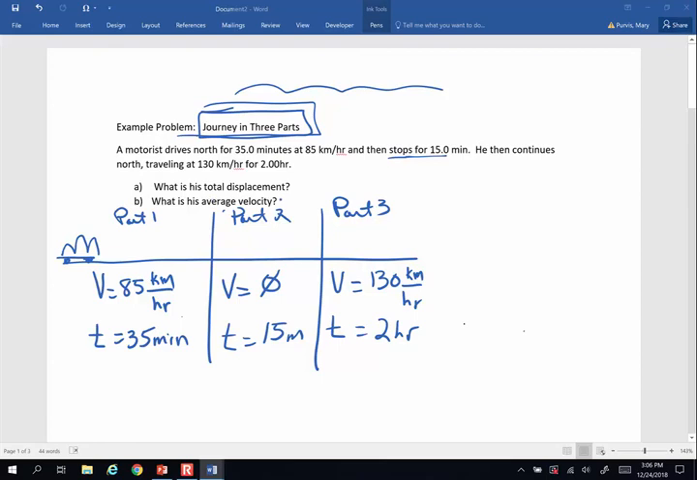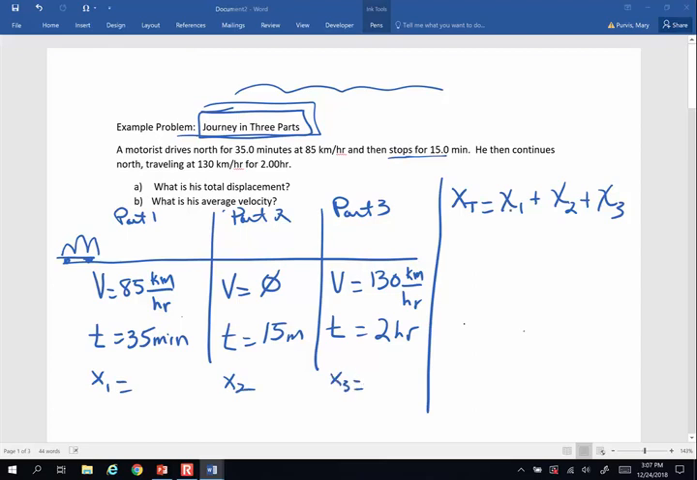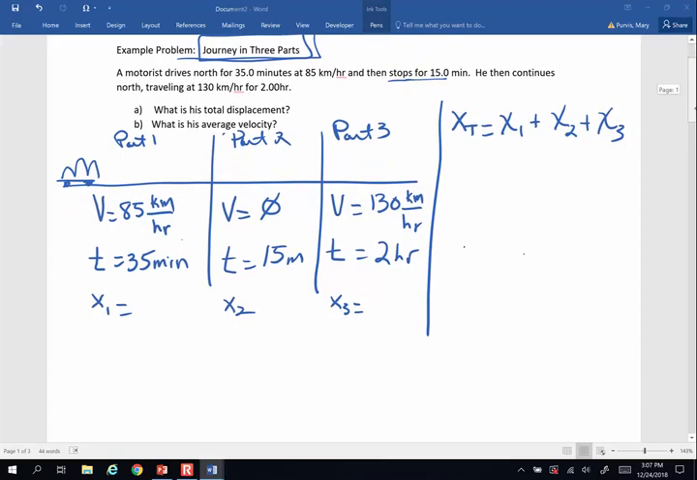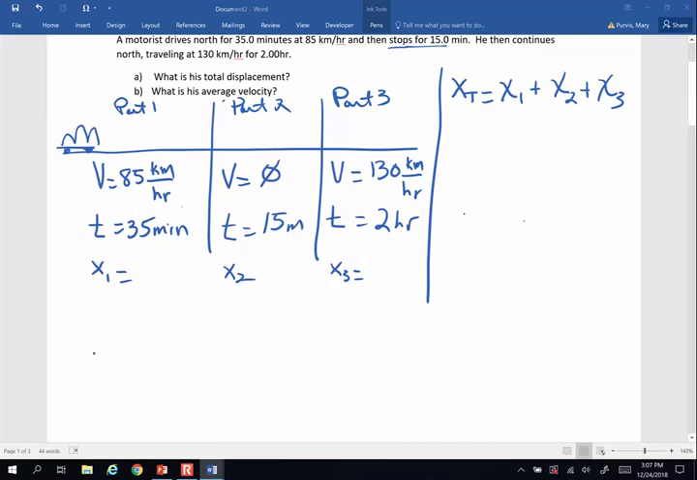The question is, what is the total displacement? Well, total displacement is going to be the distance covered in part 1 plus the distance covered in part 2 plus the distance covered in part 3. So I have to figure that out. So let's go ahead and do that. For part 1, I've got velocity, I've got time, I don't know displacement, but I do have an equation for velocity, distance, time, and that equation is velocity is displacement divided by time.